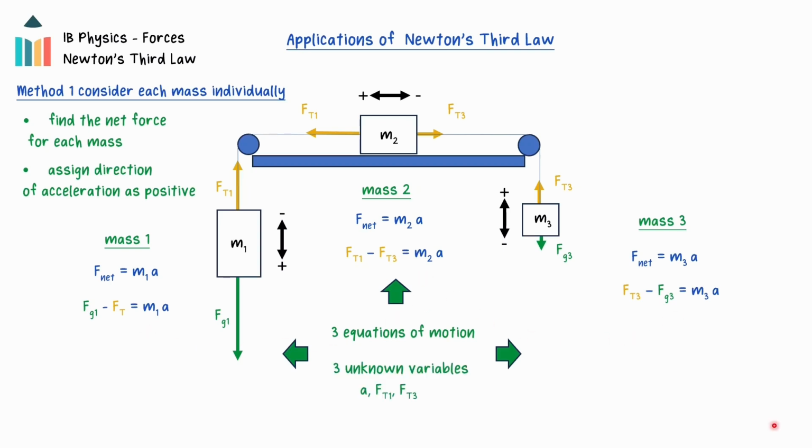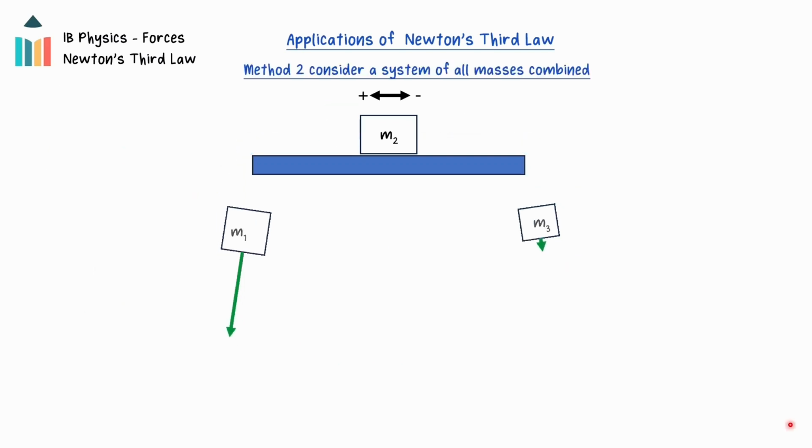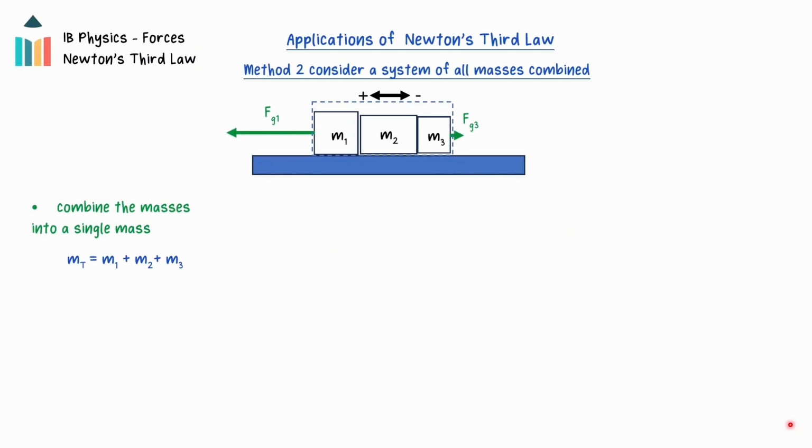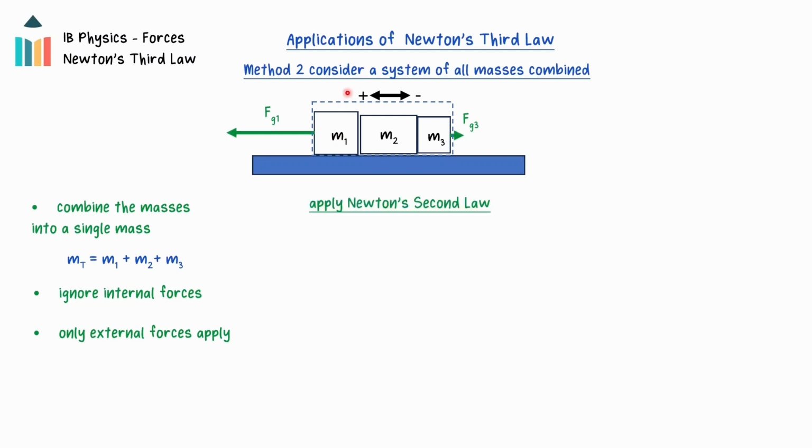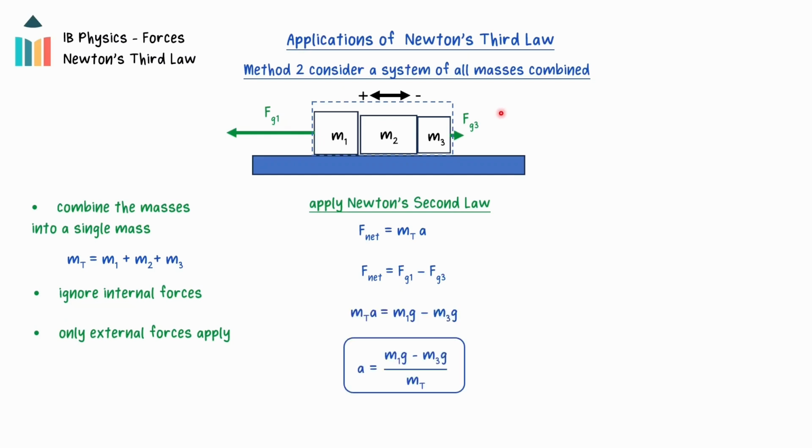This would create a mathematical problem with 3 equations and 3 unknowns, the 2 forces of tension and the acceleration. But if we consider all 3 blocks as one system with a total mass equal to the sum of the 3 masses, the internal forces of tension can be ignored. The only external forces are the force of gravity acting on mass 1 and the force of gravity acting on mass 3. Assuming the system will continue to accelerate to the left, we can set this as the positive direction for our motion. Applying Newton's second law, with a net force equal to the force of gravity on mass 1 minus the force of gravity on mass 3, we can arrive at an equation of motion for the system.